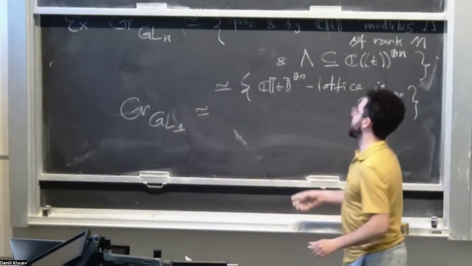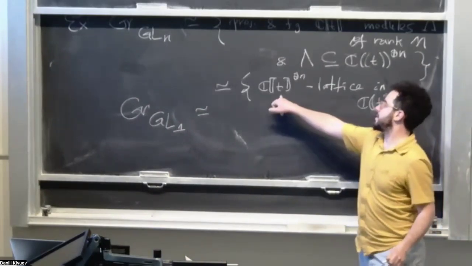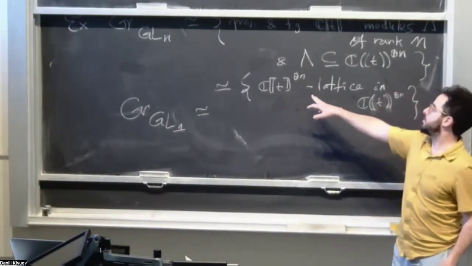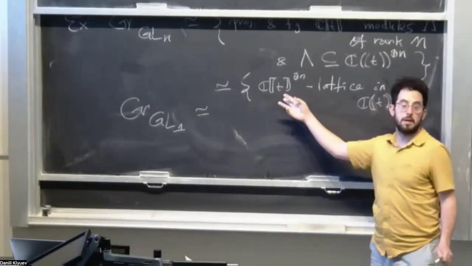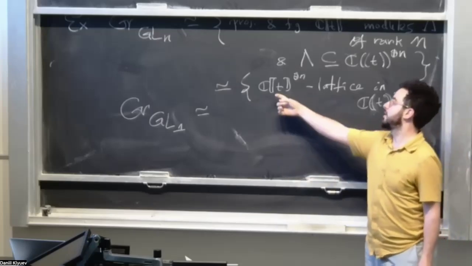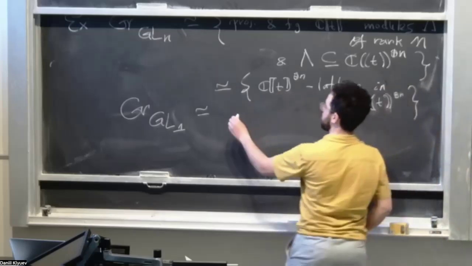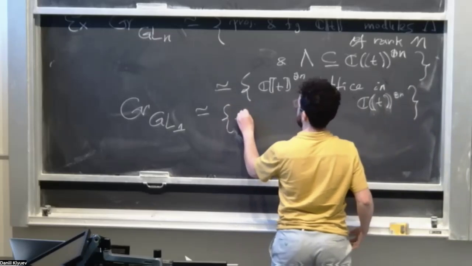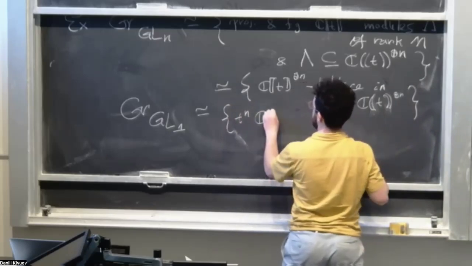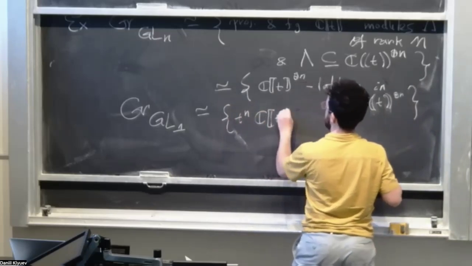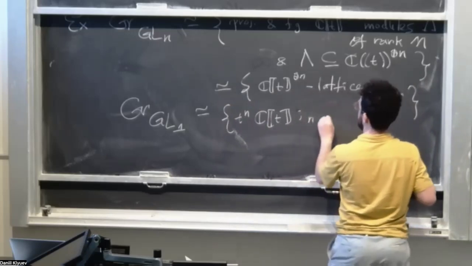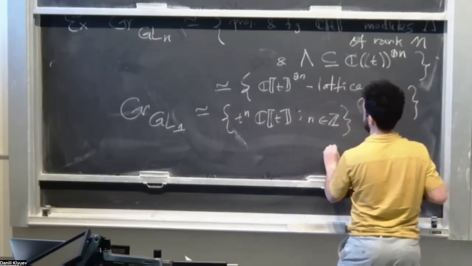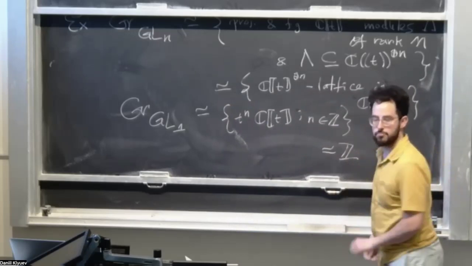So then a C((t)) lattice is going to be determined by basically where you start, like if you started in t to the n. So this is like the collection t to the n, n in Z.